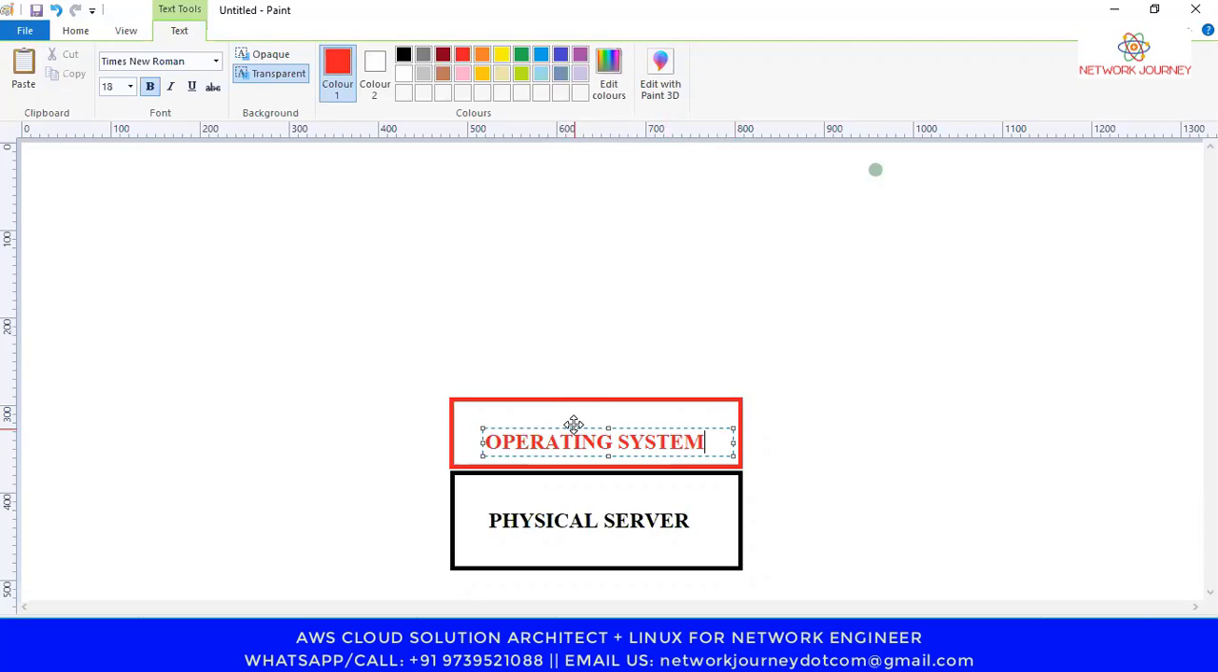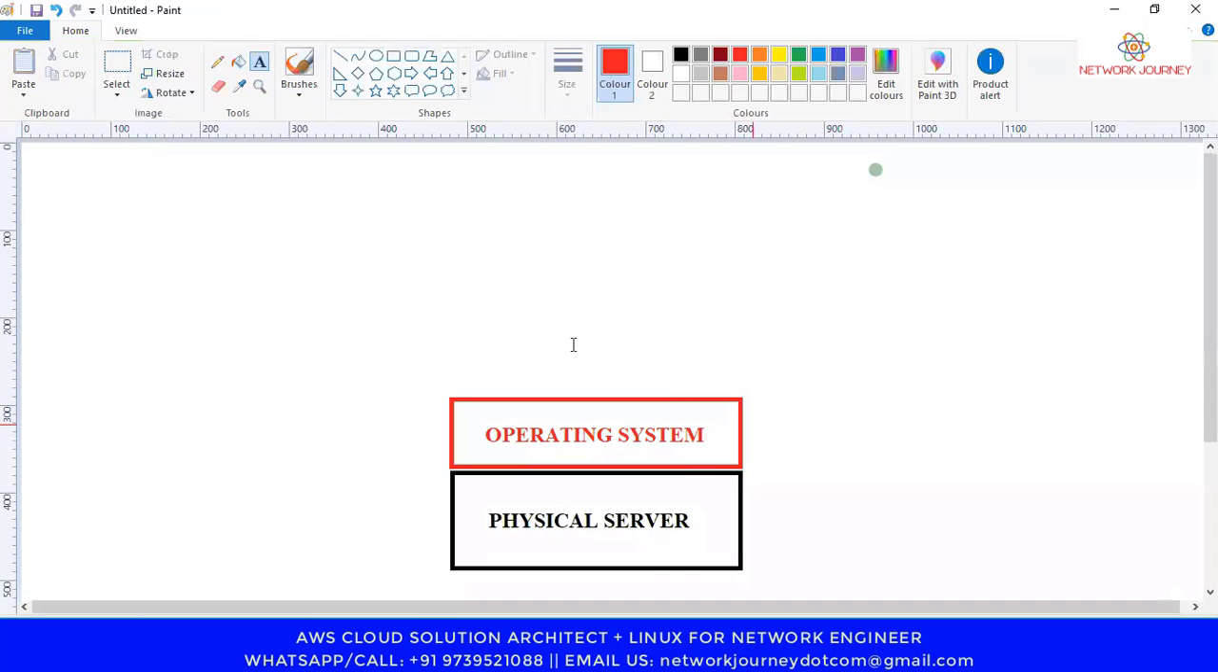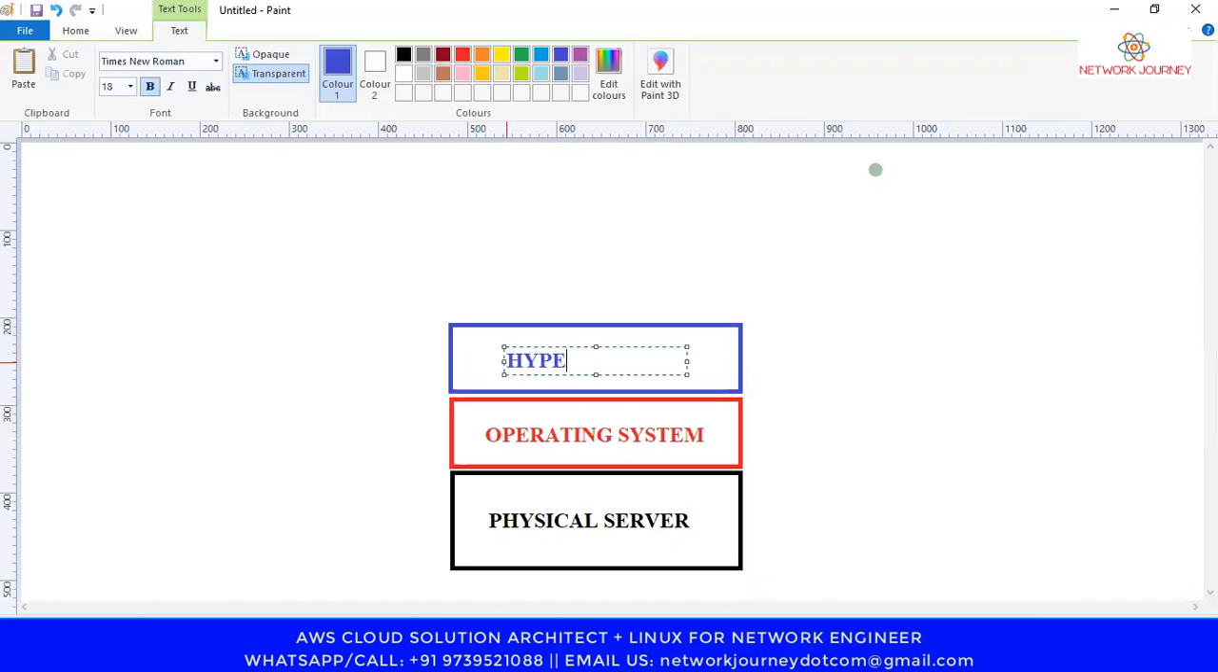On top of this, I'm going to have one software called a hypervisor. This is the software responsible for converting the physical hardware into virtual hardware. This is essential for virtualization. With this hypervisor, you can convert the physical hardware into virtual hardware, and thereby you can build the virtual machine.